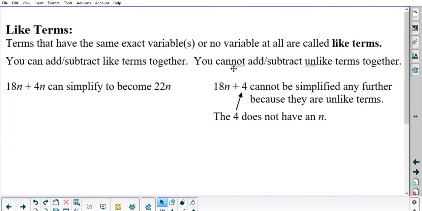However, follow along, you cannot add or subtract unlike terms together. So for example, 18n plus 4 cannot be simplified any further because they are not like terms. They are unlike terms. And the reason why they're unlike terms is because the 4 does not have an n, but the 18n obviously does have an n. So they are not like terms. You cannot add them together to become 22n.